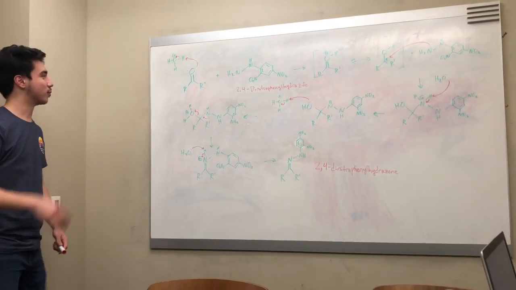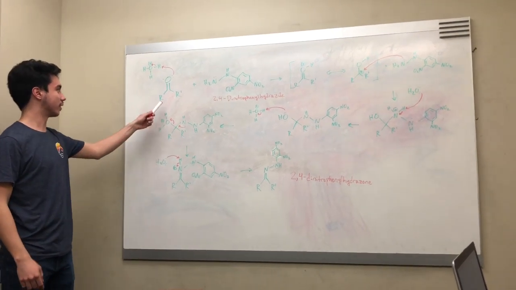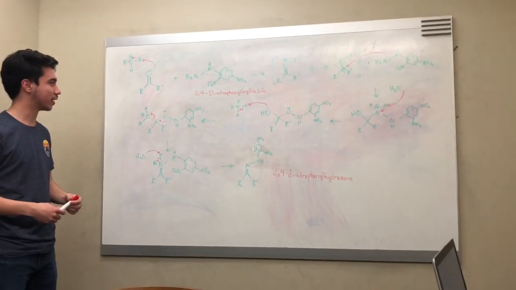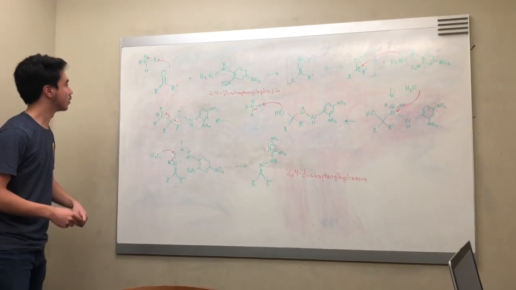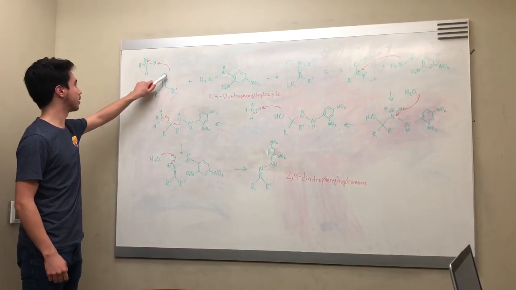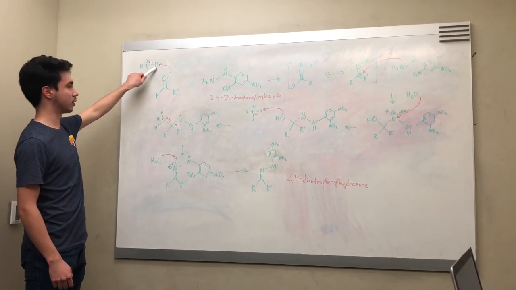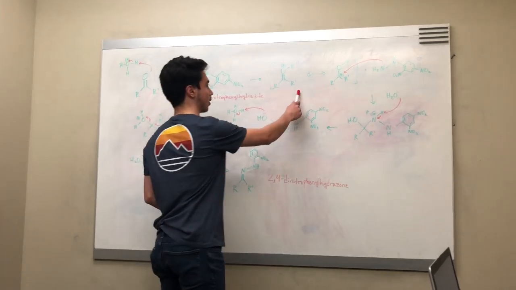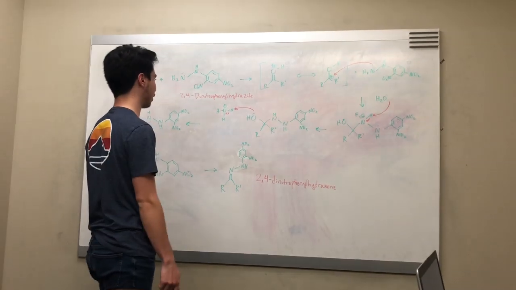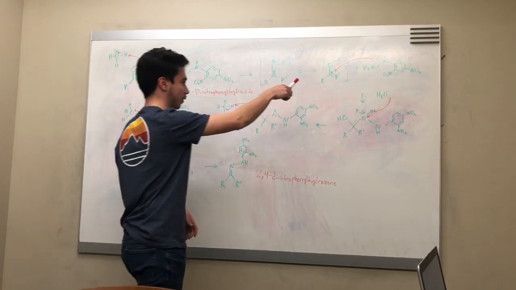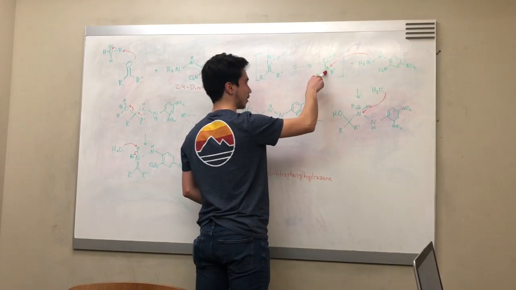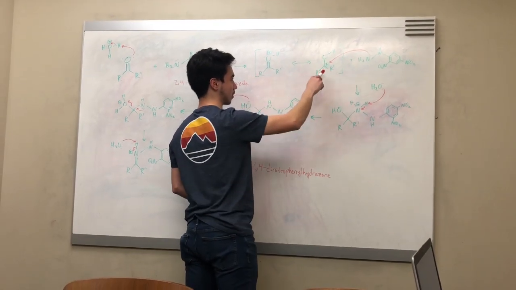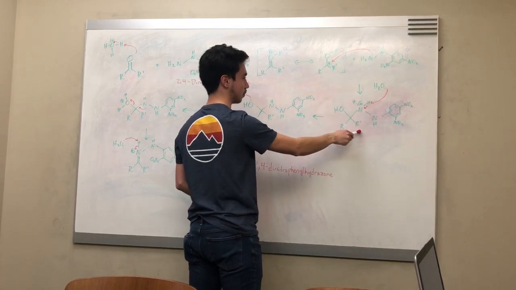Okay, so this is the mechanism for a ketone with 2,4-dinitrophenylhydrazine. So first, you take a lone pair from the ketone and attack a hydrogen from the acid, and you get these two resonance contributors. And then your 2,4-dinitrophenylhydrazine will attack this carbon of this resonance contributor and form this molecule.